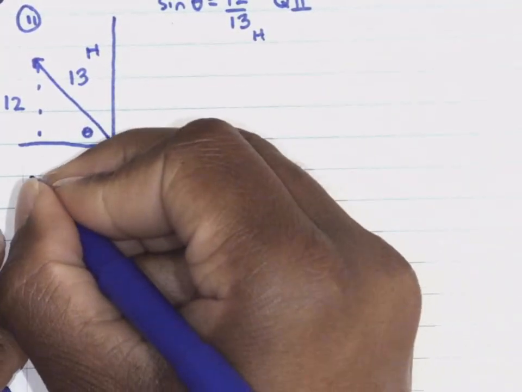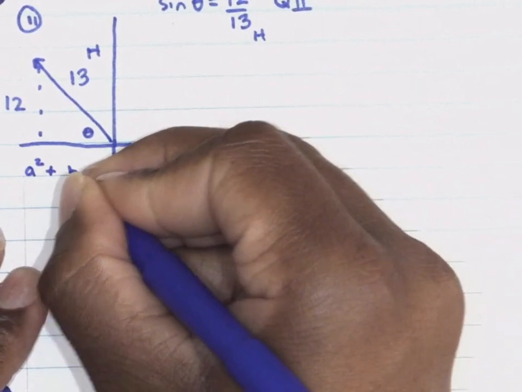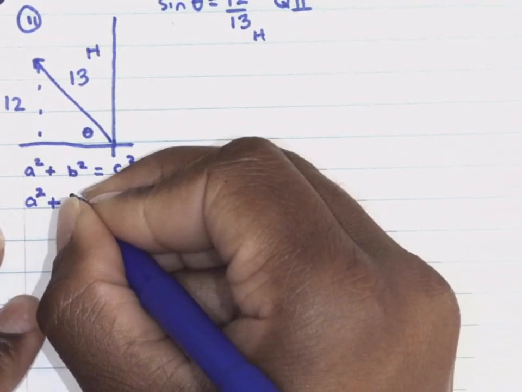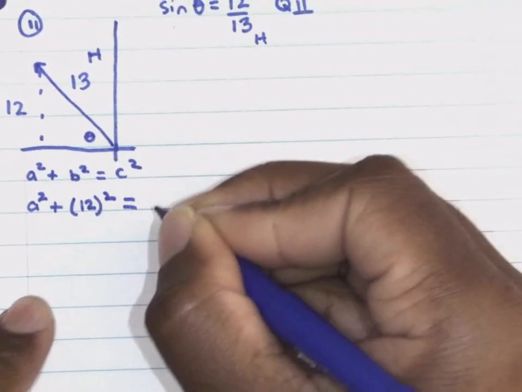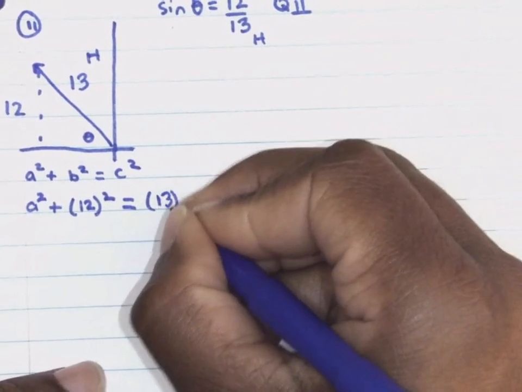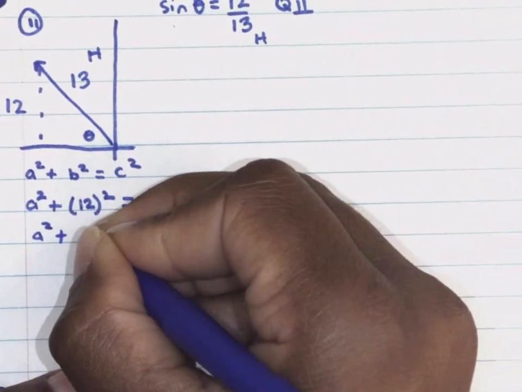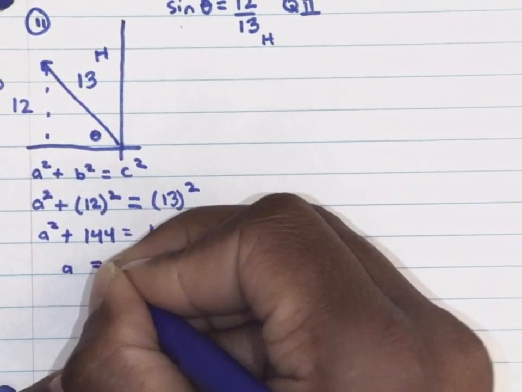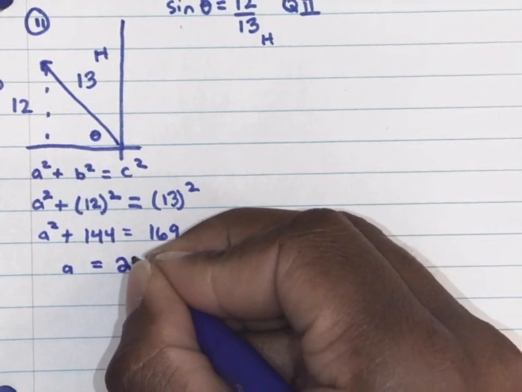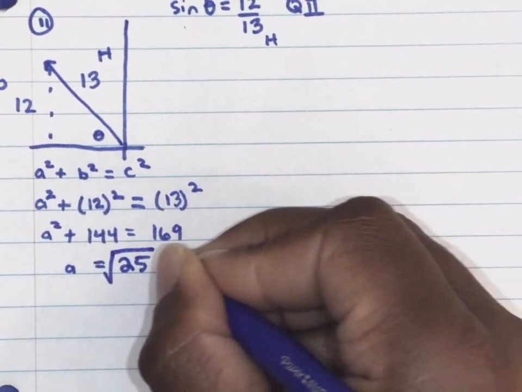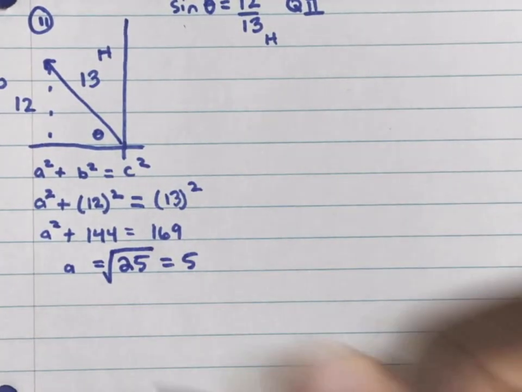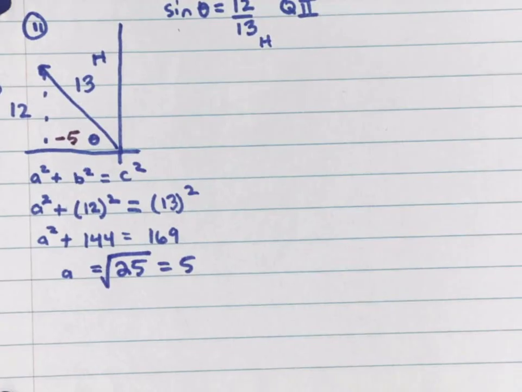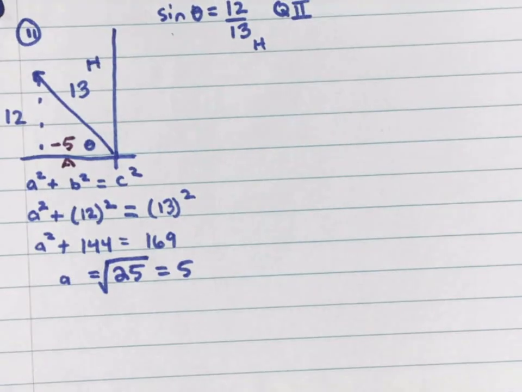If you didn't remember that, we can do a squared plus b squared equals c squared, where a squared might be what we want to find. We'll let b be 12 squared, and then we'll let c, our hypotenuse, be 13 squared. A squared plus 144 equals 169. I'll subtract 144 from both sides, and I get 25. And then I need to take the square root of that, and that's how we get a equal to 5. Since I'm in the second quadrant and I'm going left, it'll be -5 for my adjacent side.